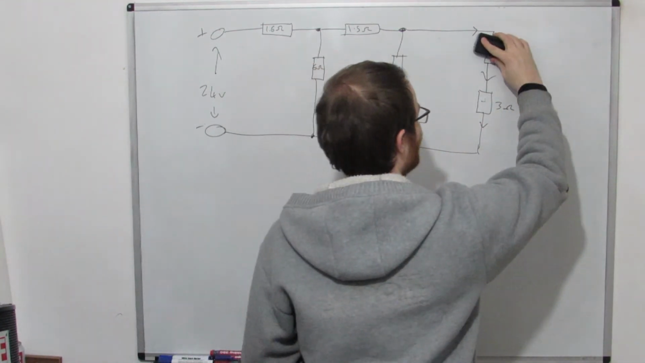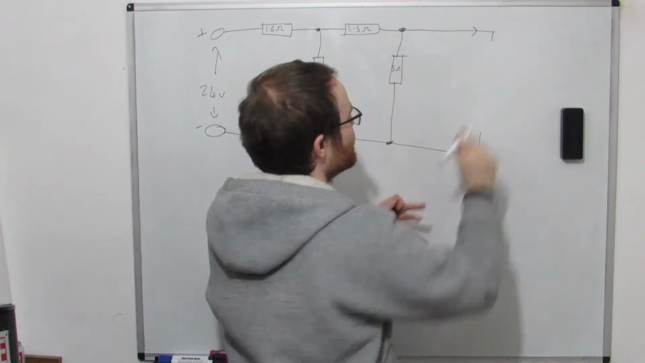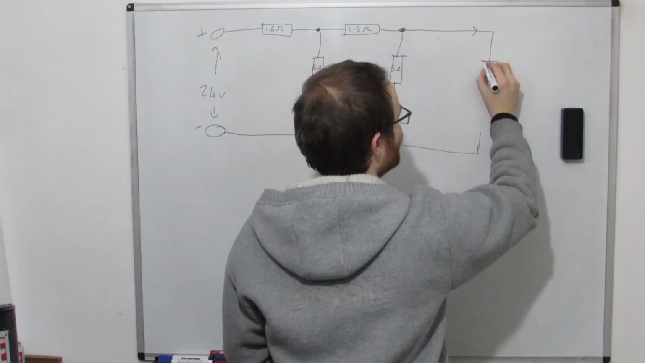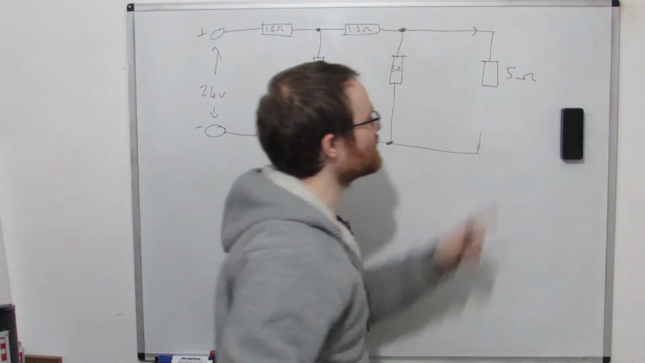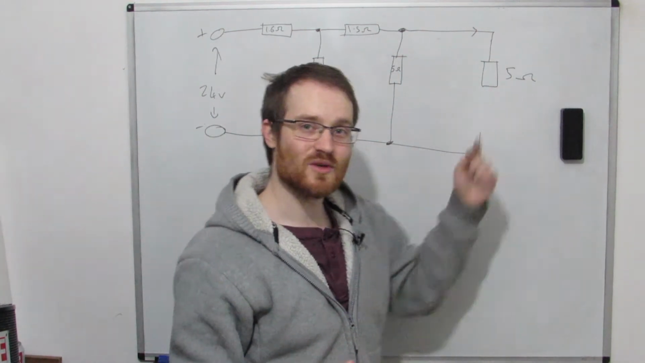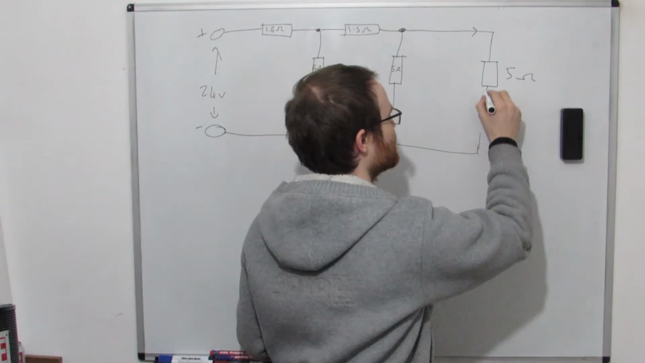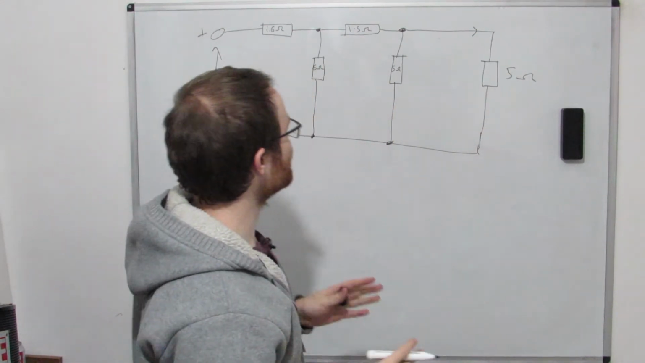So let's redraw this again. So now instead of the 2 ohm and the 3 ohm resistance, we now have one 5 ohm resistance with the current that we were looking for coming in is still the same because those two resistances are in series. So we've just made this a whole lot easier.